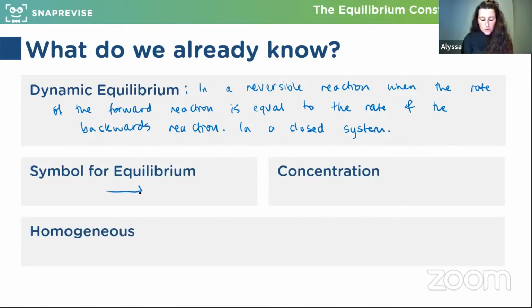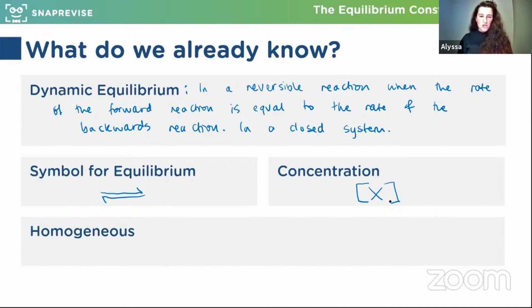So for equilibrium, because it's not very easy for you guys to do in the chat, we use a kind of 2 single half-headed arrow for our reversible reaction. It means we've got a forward reaction and we've got a backwards reaction. And when we talk about concentration of something, we use those square brackets. Hopefully this is something that's not new to you.